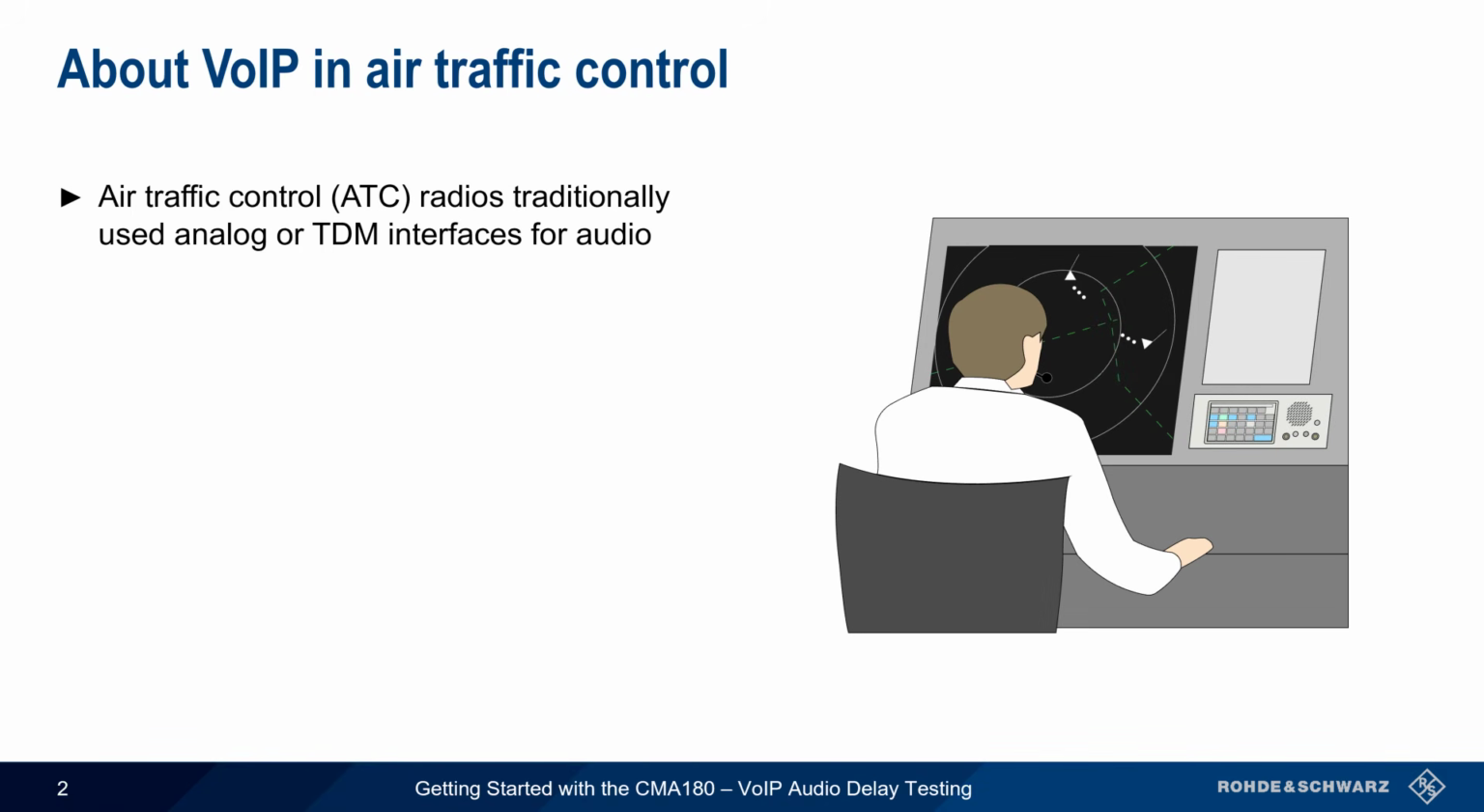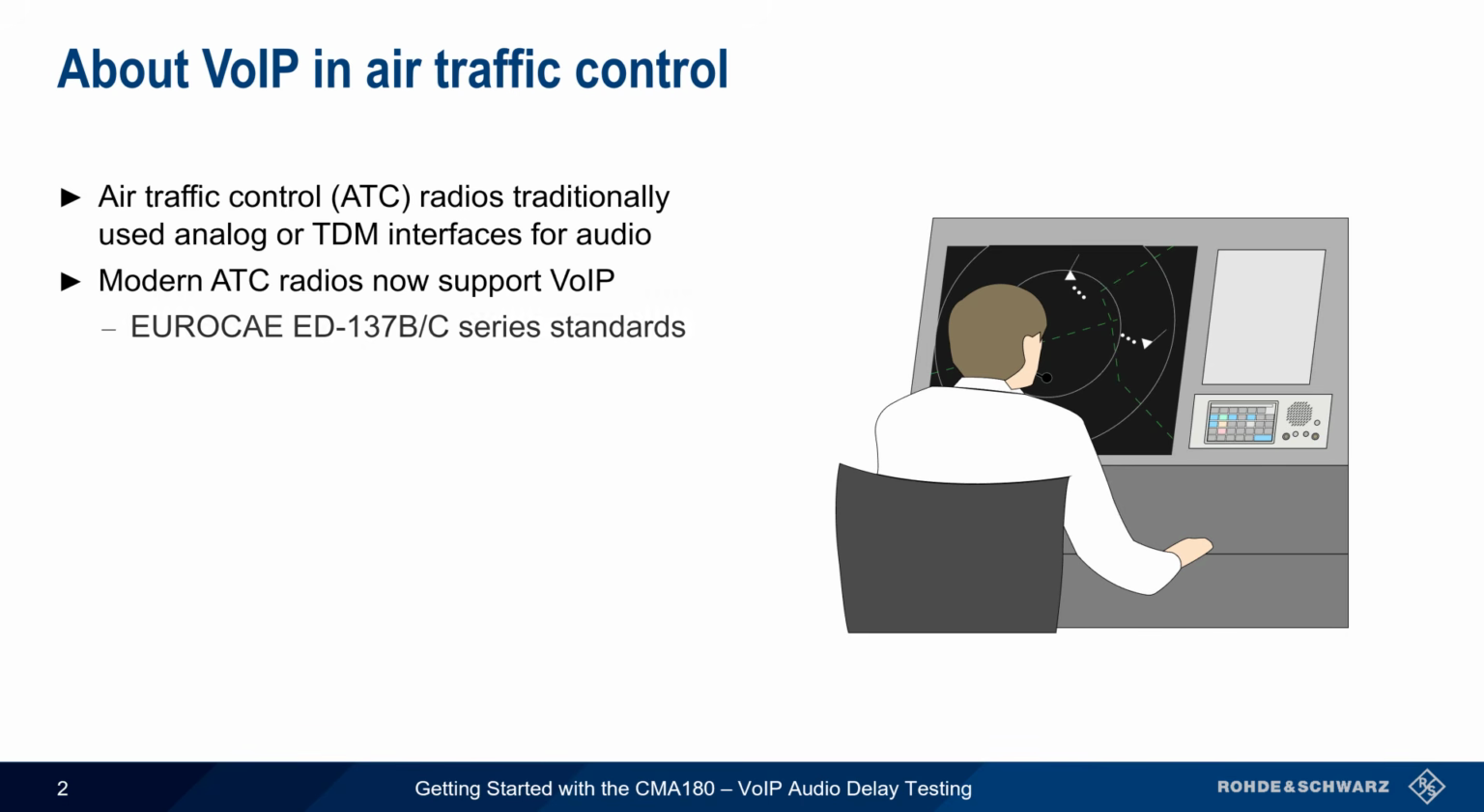Traditionally, air traffic control radios used telephony-style interfaces for transmitting and receiving audio, but modern ATC radios have moved to voice over IP, or VoIP, due to the significant advantages this provides over legacy systems. Interoperability between radios and other system components is based on compliance with the EUROCAE ED-137 series of standards.